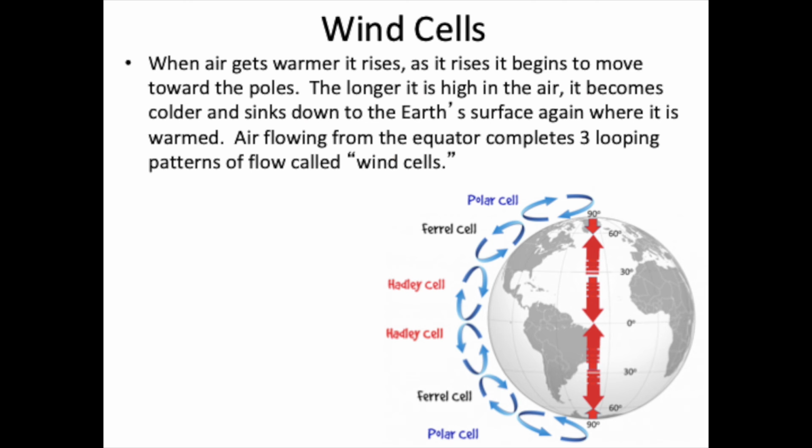In conjunction with the Coriolis effect, we also need to talk about wind cells. When air gets warmer, it rises. As it rises, it begins to move towards the poles. The longer it's in the air, it becomes colder. It sinks back down towards the Earth's surface, again where it is warmed, and it goes in that circular pattern. This is called a wind cell, and there are 3 of them. We've got polar wind cells, we have the Hadley wind cells, and you can actually take a look at this on the screen. Okay? You can see the Hadley cell, the Ferrel cell, and the polar cell.